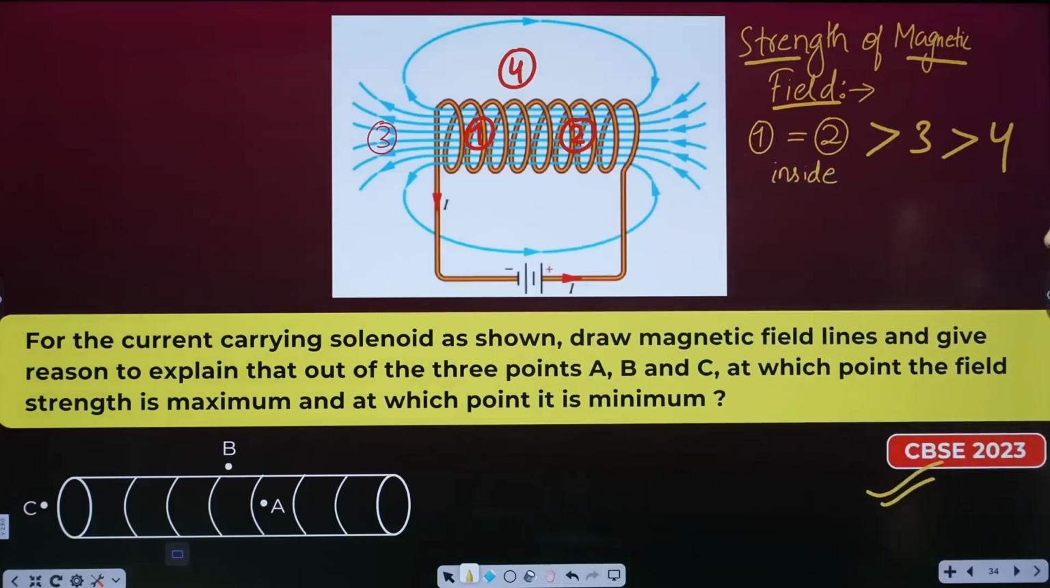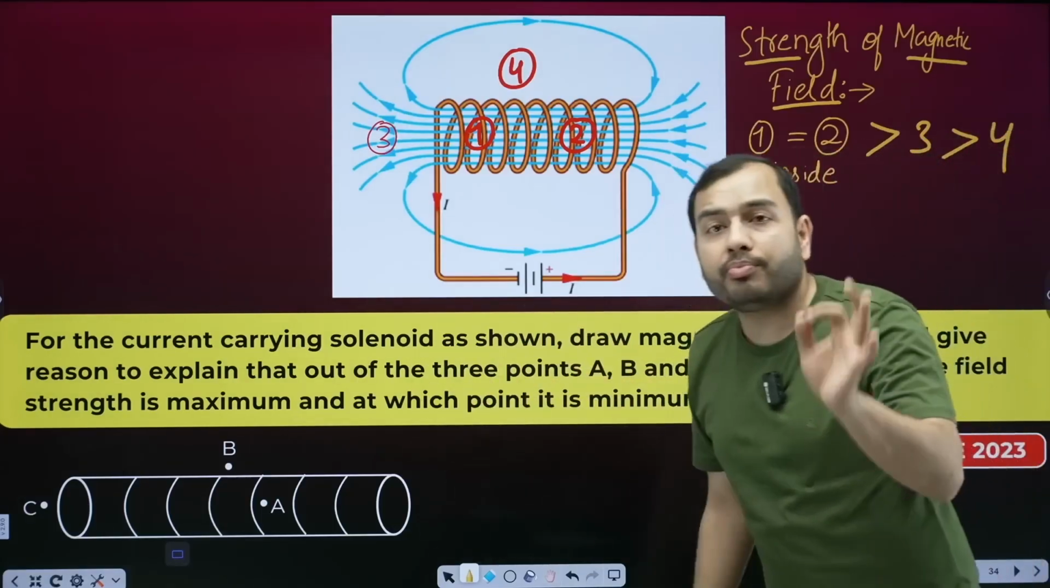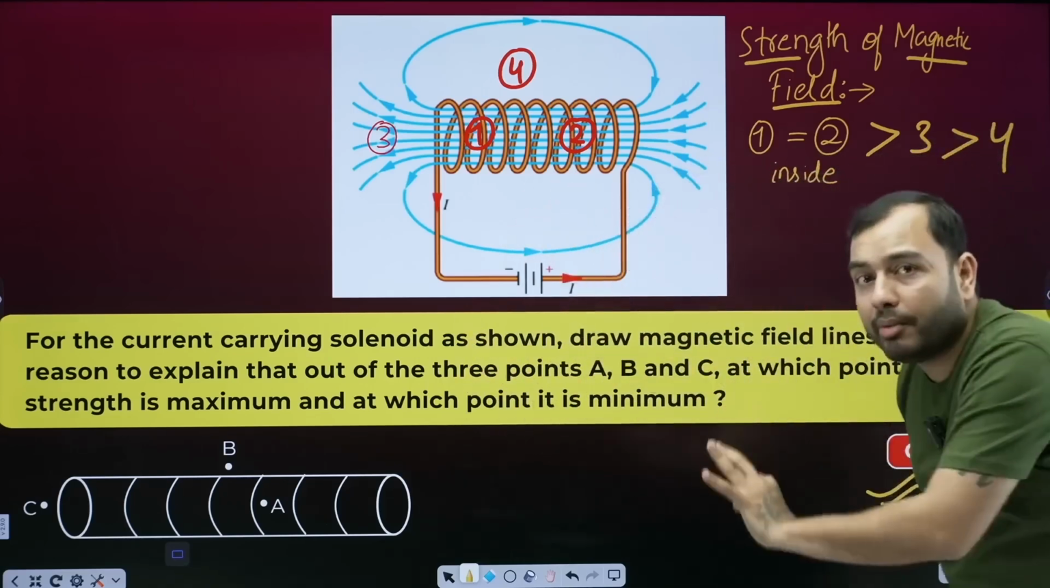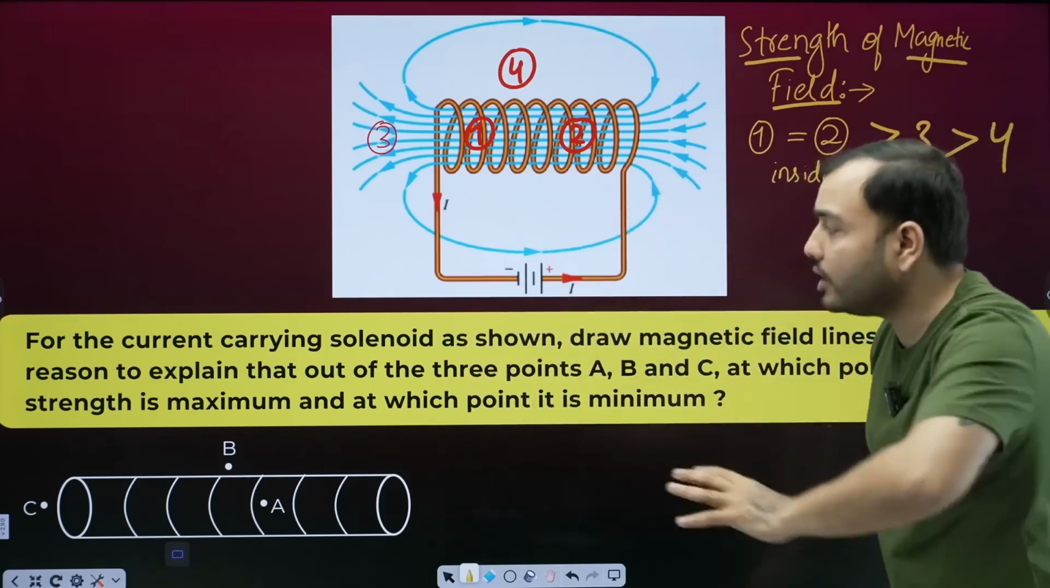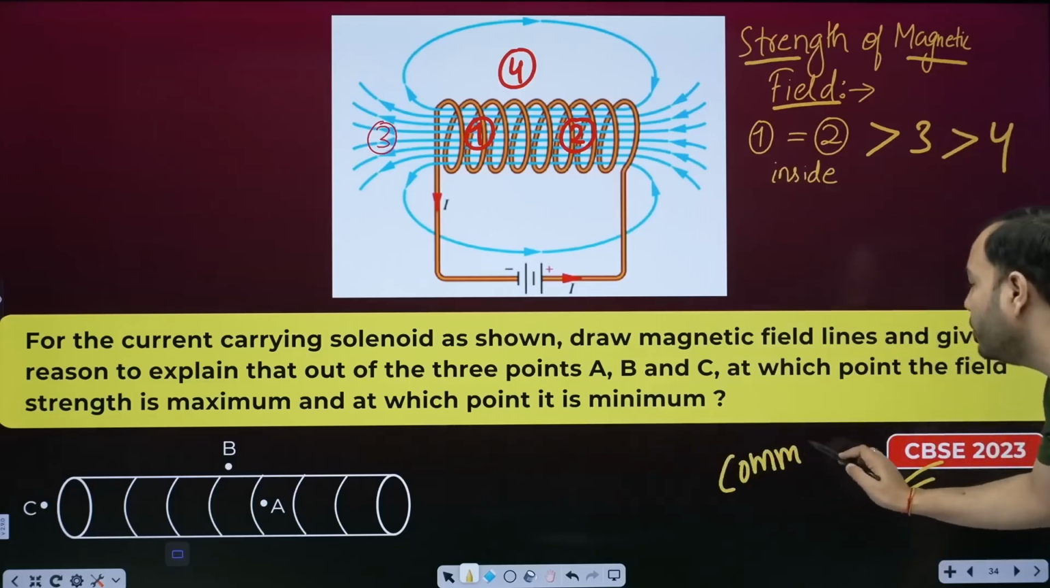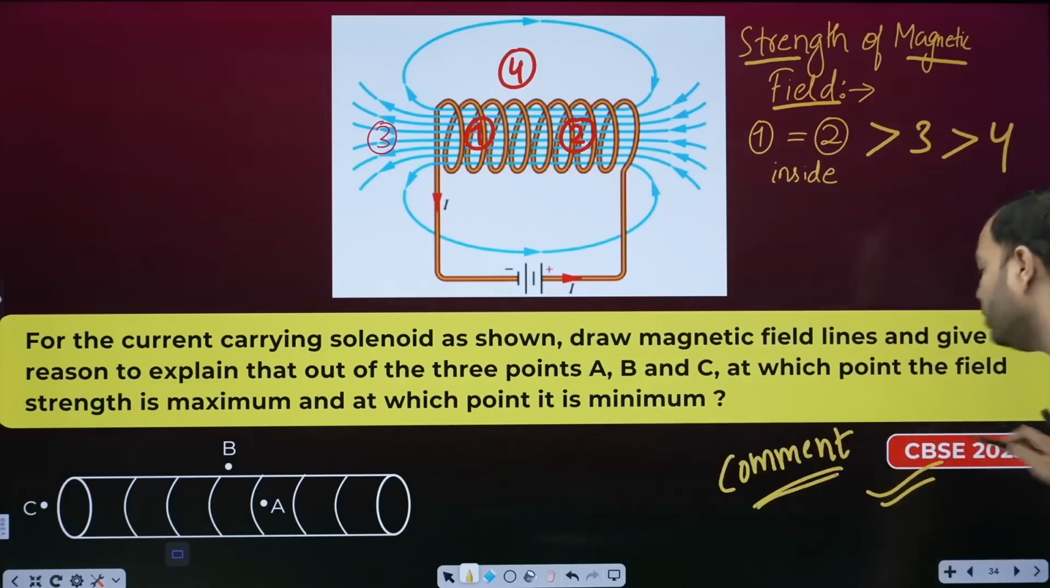Based on this, there was a CBSE 2023 question. A, B, C are 3 points. You have to tell where the strength is maximum and where it is minimum. Don't search on the internet, the answer is wrong there. Come on, tell me in the comments and I will tell you the names of the people who comment correctly at the end of the next lecture.